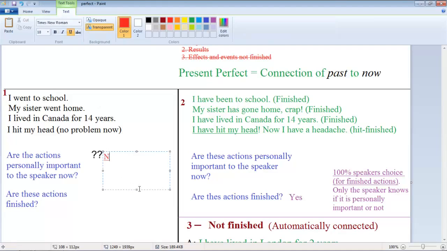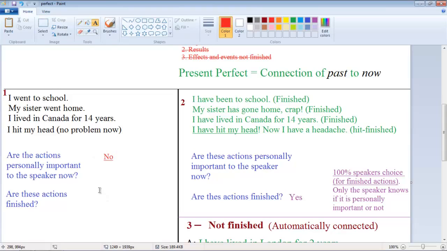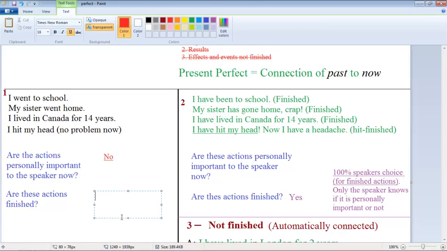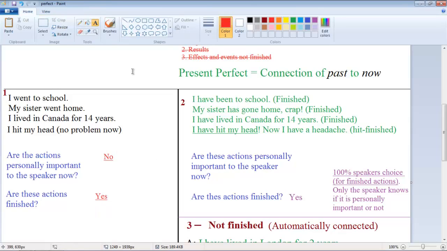If I say I lived in Canada for 14 years, are these actions personally important to me using past simple? No. These actions are not personally important to me now. I'm just simply talking about an action in the past. And remember, these actions are finished. Alright, let's look at part 2.